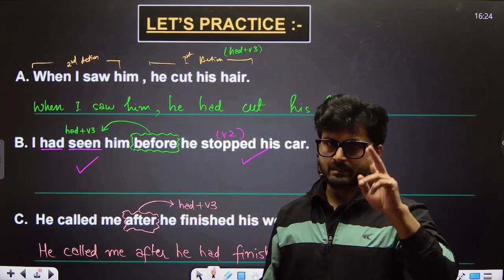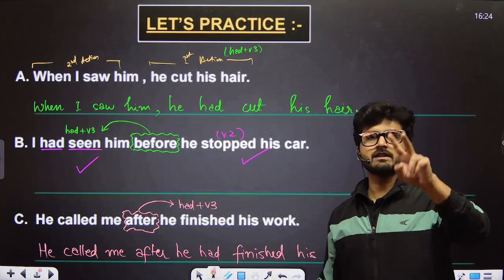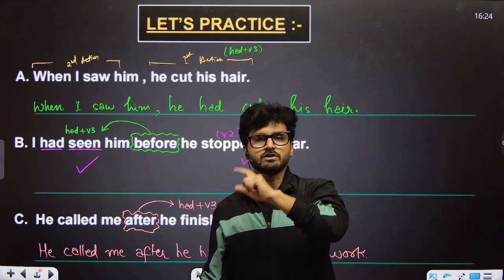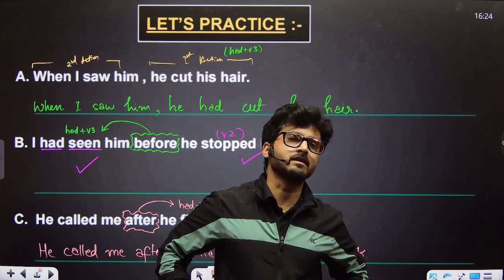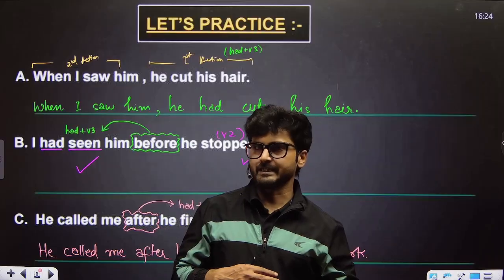Understood? So this is the important rule. When two actions are given in the past scenario, you have to use the first action in the past perfect and the second one with the past indefinite case. Got it?